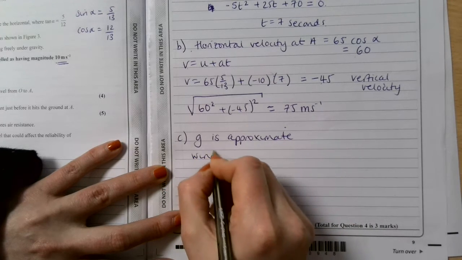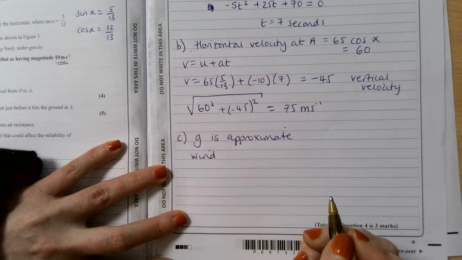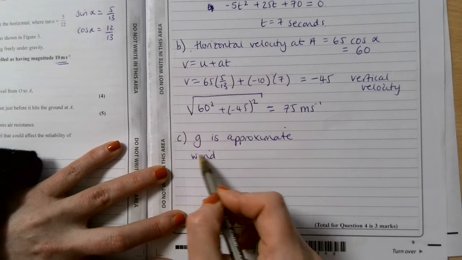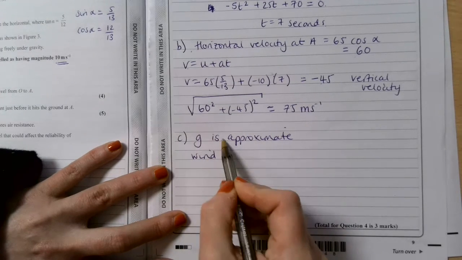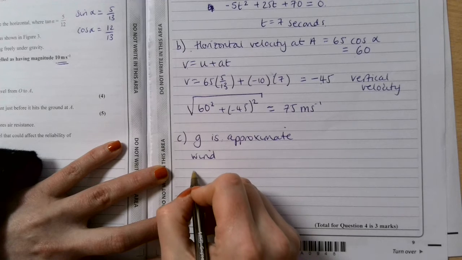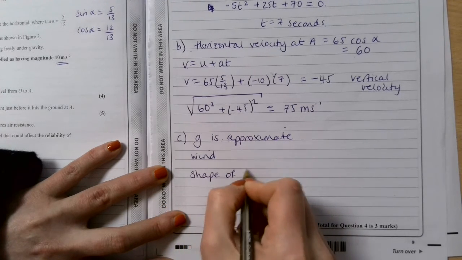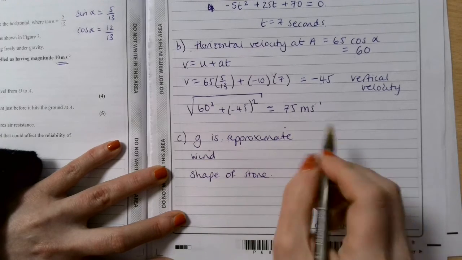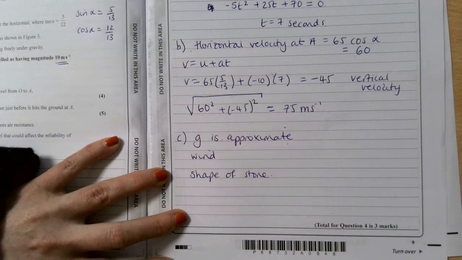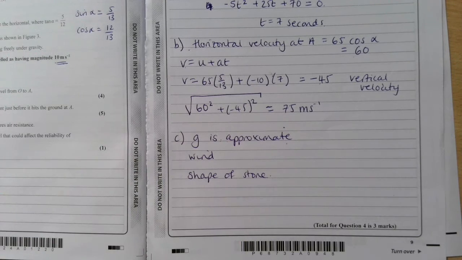It could be that there's wind, so the direction of air. It already mentions air resistance though, so that one's not as useful as this one up here. I prefer this answer. Also, the shape of the stone would have been accepted, but I think that the fact that g is approximate is our best answer there.